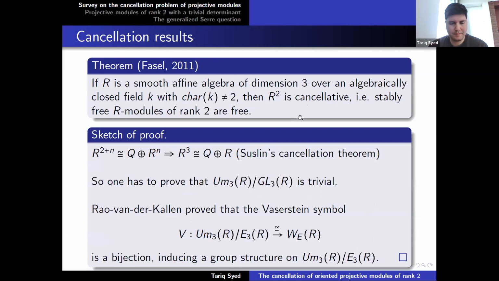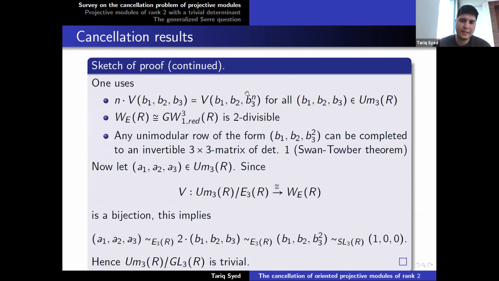So the ingredients are basically the Vaserstein symbol, properties of the Vaserstein symbol, for instance, the bijectivity and that it induces a group structure, and the fact that this group on the right-hand side is a higher Grothendieck-Witt group and hence computable by using the Gersten-Grothendieck-Witt spectral sequence.